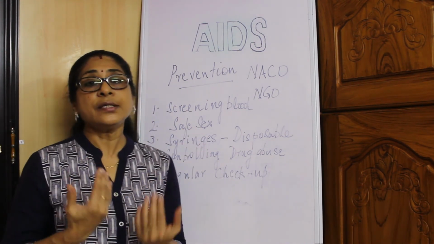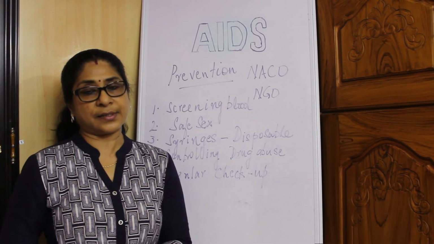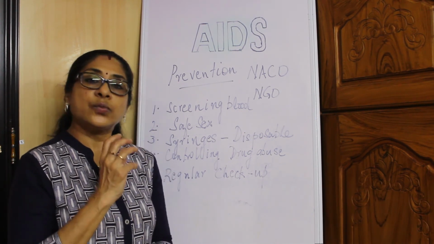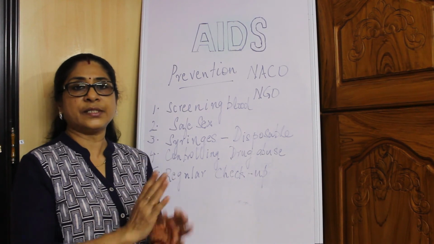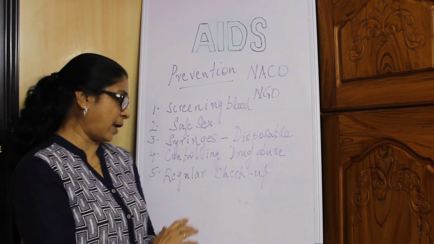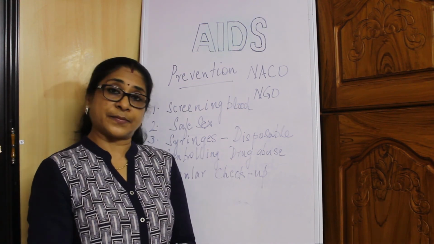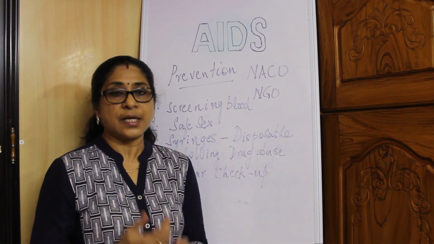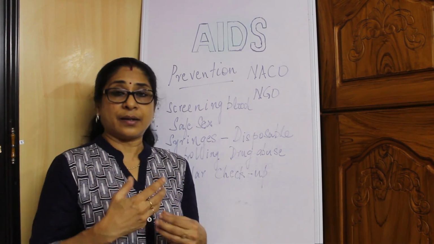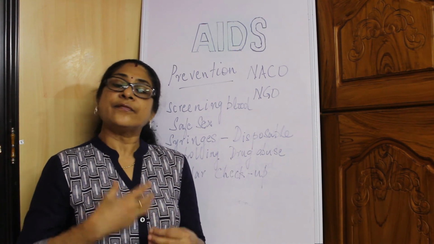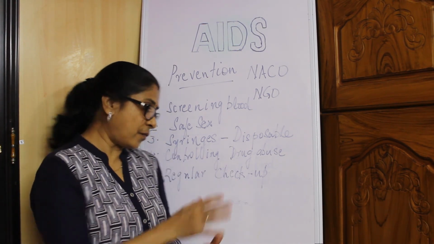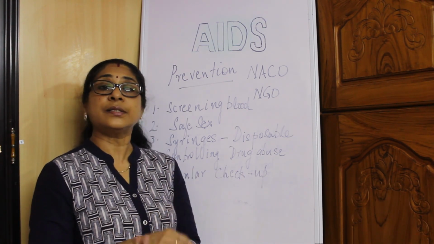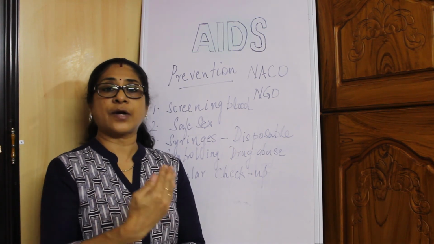Then controlling drug abuse. Drug abuse has become a menace. So controlling drug abuse, especially the intravenous method of drug abuse, is one very effective way of preventing this disease from spreading from one person to another. And last, regular checkups, especially among the HIV susceptible group of individuals. They are the high risk group. As we have already discussed, if the high risk group of people go in for regular health checkups, definitely that is one way by which we can prevent this particular disease from spreading from one person to another.